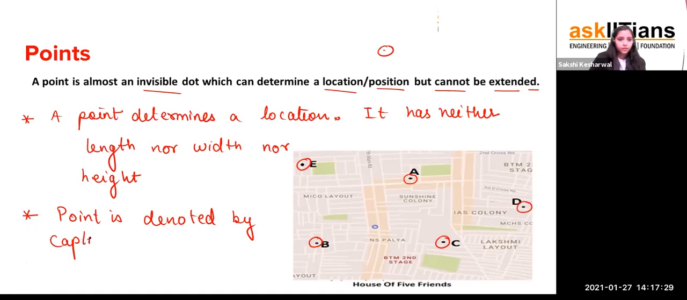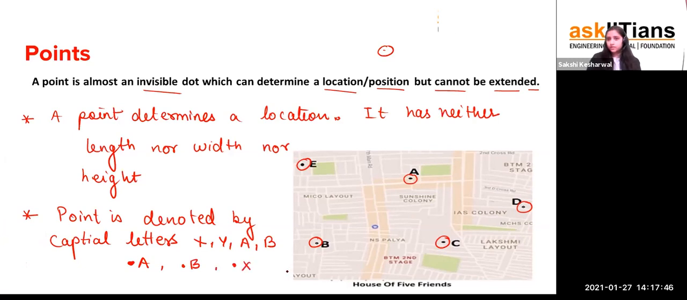Capital letters like you see over here: X, Y, A, B, C with the point over here. This is point A, this is point B. If I say point X, this is point X, like this it is written. A point is nothing, it does not have length or breadth, just a simple dot. That's a point.